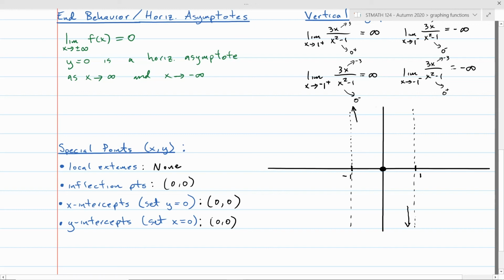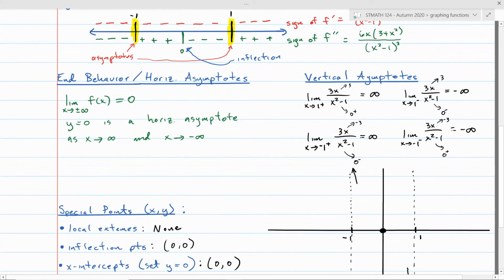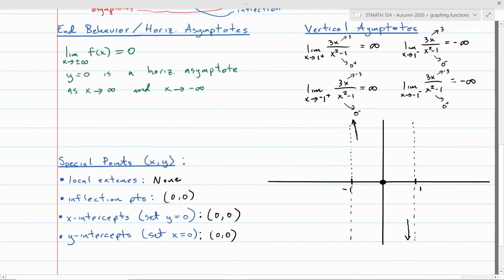And then there's inflection at the origin, and the nature of the inflection is that it changes from concave up to concave down, as I recall. Yes, it goes from positive to negative on the second derivative at 0. So it's bent upward, and then it hits the origin, and then it's bent downward, and then it heads down to negative infinity as it goes toward that asymptote. So this is roughly what it looks like between -1 and +1.